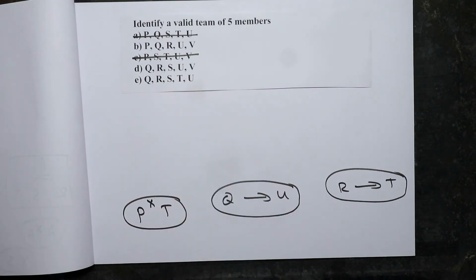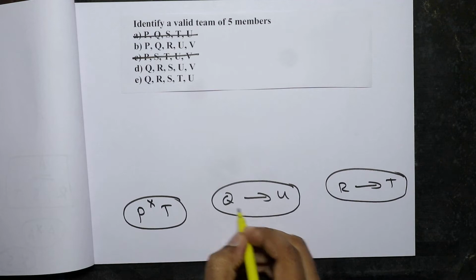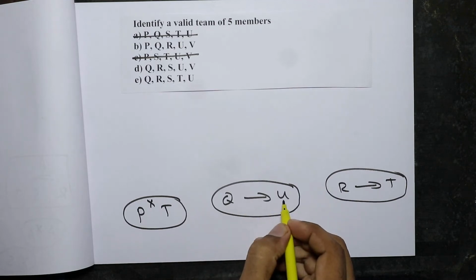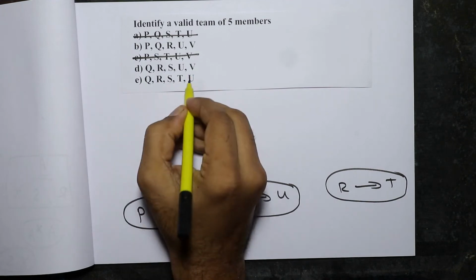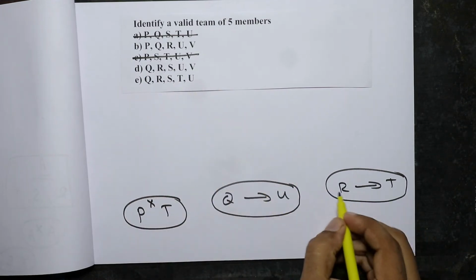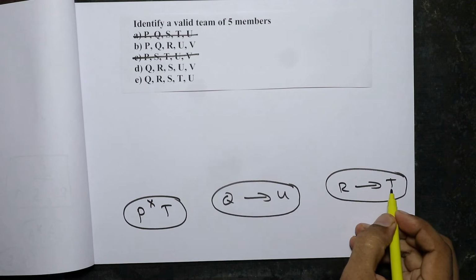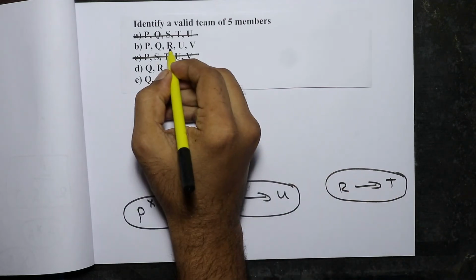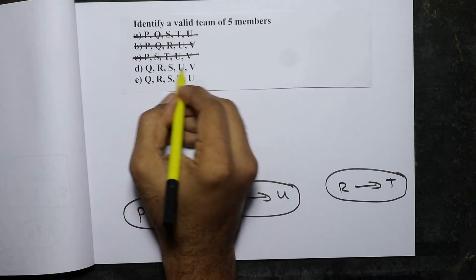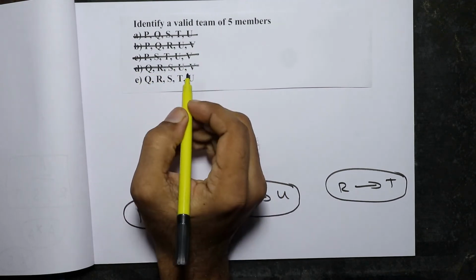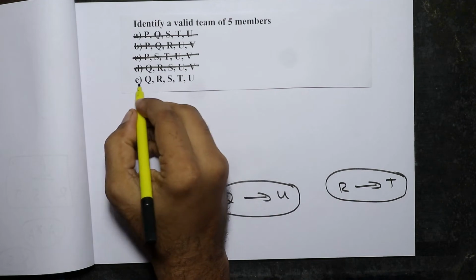Next condition is that if Q is there, then U should be there. Q is there, U is there. Okay. Now if R is there, then T should also be there. Here R is there, T is not present. So B is wrong. R is there, but T is not there. So D is also wrong. So the only possible answer is option E.